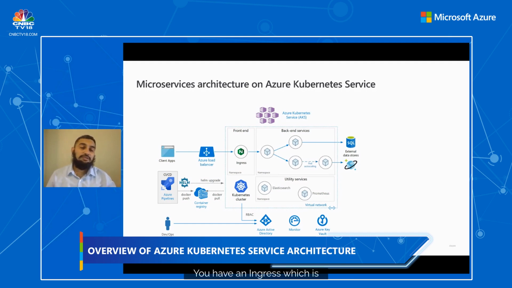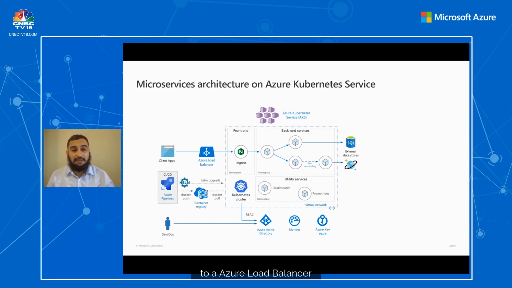You have an ingress, which is front-ending it to an Azure load balancer, where your client applications connect, and then you have your pipelines, either through Helm or your normal application deployments, doing CI, pushing to the container registry, and then eventually using Helm doing CD into the Kubernetes cluster. Obviously, you can tie up the Kubernetes cluster with Azure AD, Azure Monitor, and Azure Key Vault. And there are external stores, whether it's Cosmos DB or SQL, Postgres, any of these managed databases, you can connect directly.